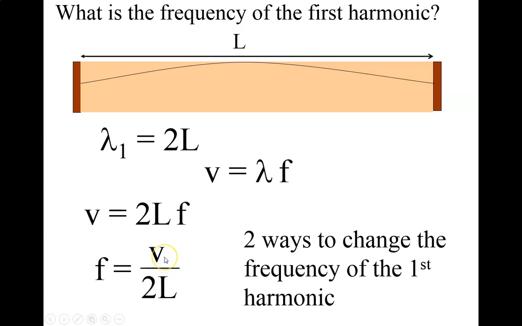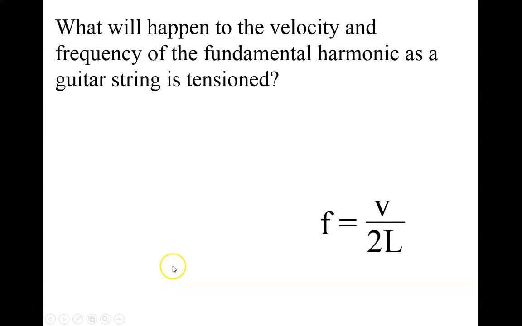You can change the velocity, or you can change the length. All right. So what happens to the velocity of the guitar string as it gets tensioned? Because every string on the guitar has a separate tensioner on it. So what happens to the velocity as you tighten that up? Well, the waves are gonna travel faster down that string, the tighter that tension is.